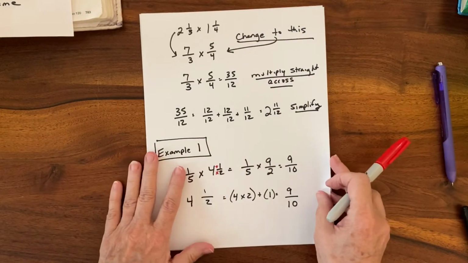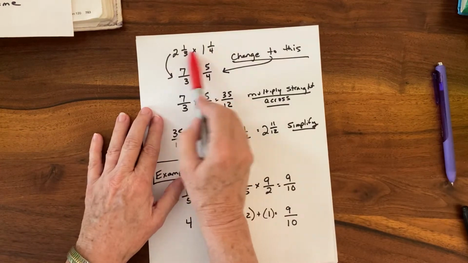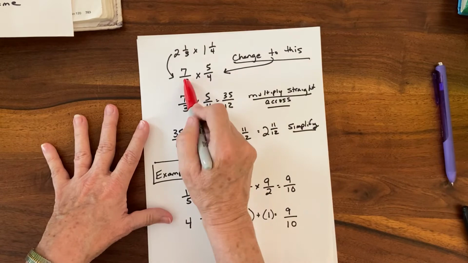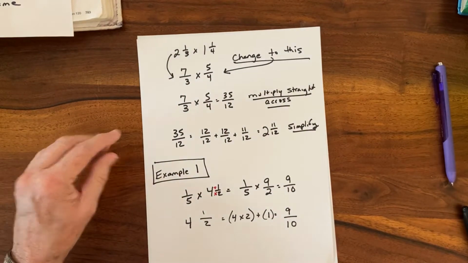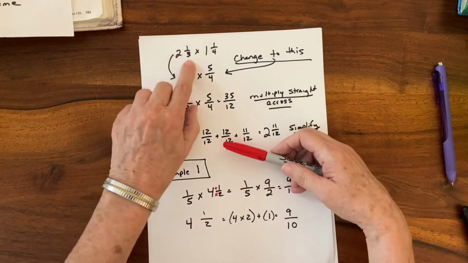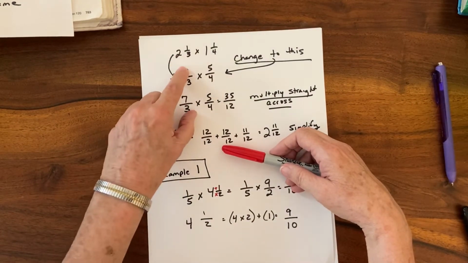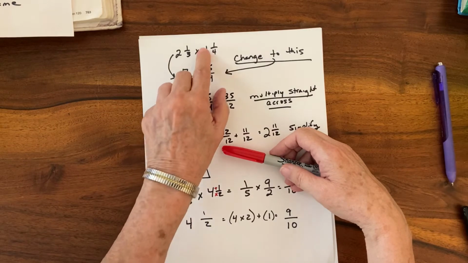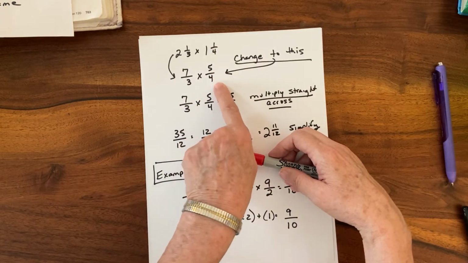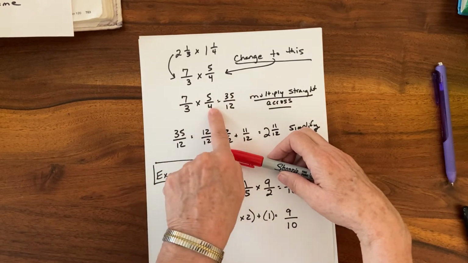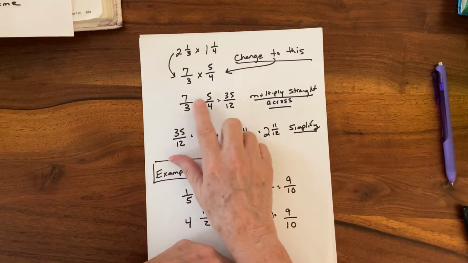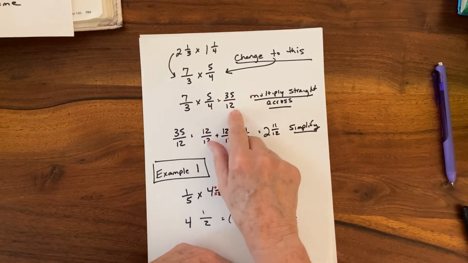Okay, so I know I want to multiply this, but I can't. So I'm going to change both of those mixed numbers to improper fractions. So I say 2 times 3 is 6, plus 1 is 7. Keep the denominator the same. 1 times 4 is 4, plus 1 is 5. Keep the denominator the same. And then I just multiply straight across, just like you do any old fraction. So 7 times 5 is 35. 3 times 4 is 12.